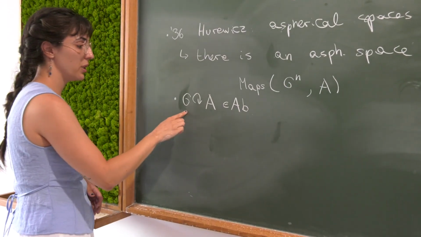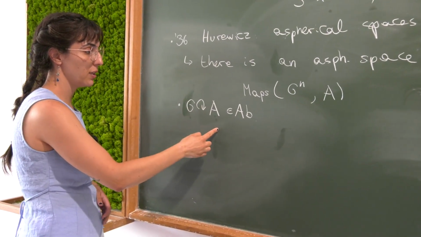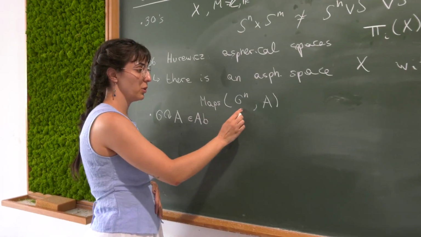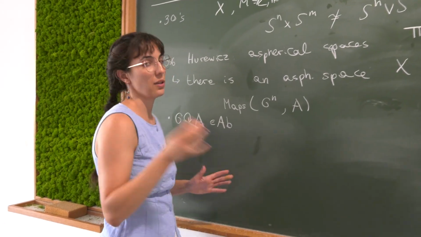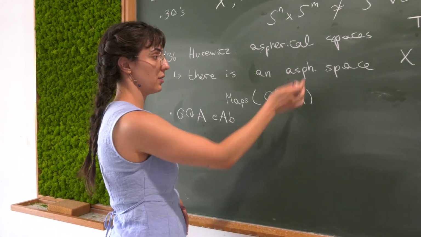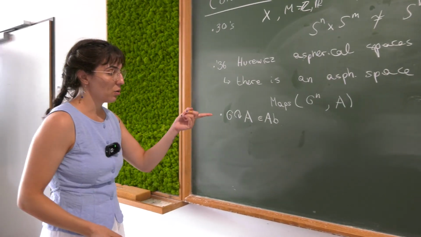So you have a group G, you have an abelian group with an action of G on it, and then for every degree n, you can look at the maps of sets from G to the power of n to A, and then build some quotients, and you get a cohomology, which is the same one as this one, and this is the classic cohomology.